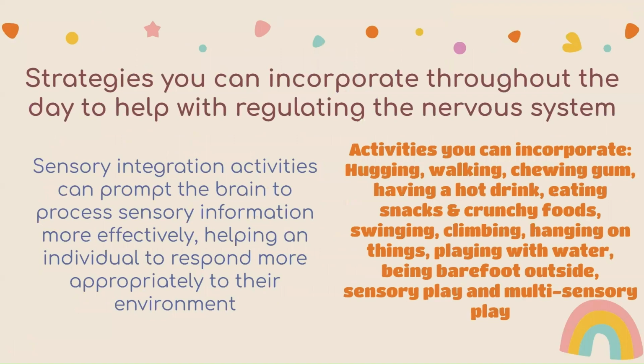Strategies you can incorporate throughout the day to help with regulation of the nervous system. Sensory integration activities can prompt the brain to process sensory information more effectively, helping an individual to respond more appropriately to their environment. If this is added in more throughout their day, it can help them self-regulate on their own. When a child is regulated, they are able to engage with you and learn. When a child is dysregulated, they cannot learn. So working towards helping them to recognize when they need a sensory break or when they may need more input can help them to self-regulate on their own and continue to engage with you and learn.